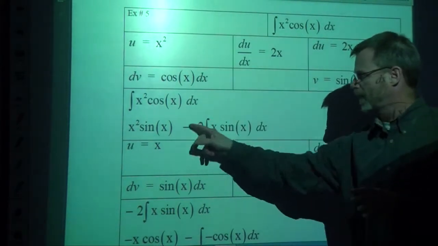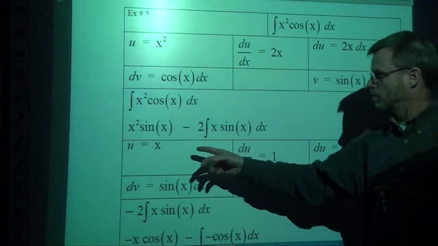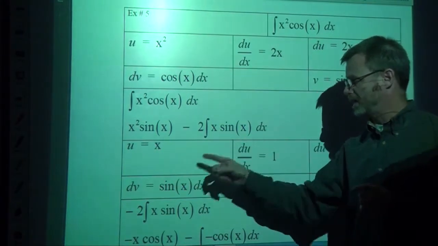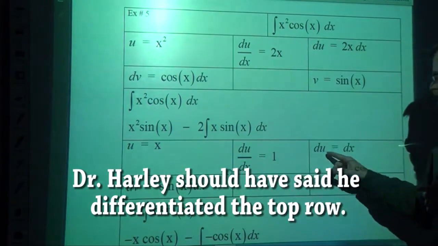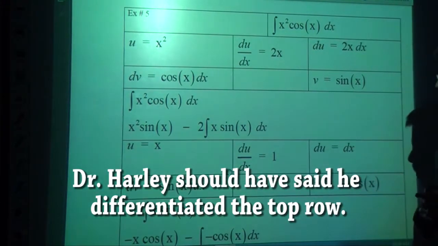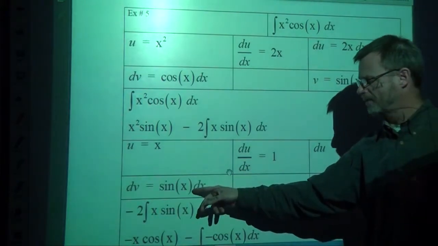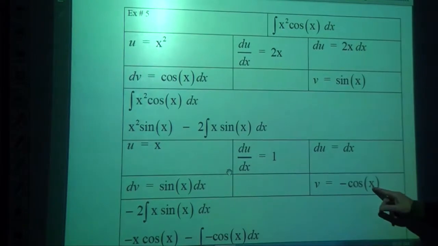But then for this branch of our answer, we're going to have to reapply. So u is x, sine x dx is our dv. This line across, we're integrating. We're going to end up with du equals dx. This line, as we go to the right, we're going to have to integrate. We end up with negative cosine x.